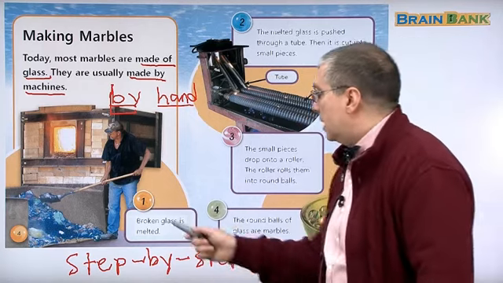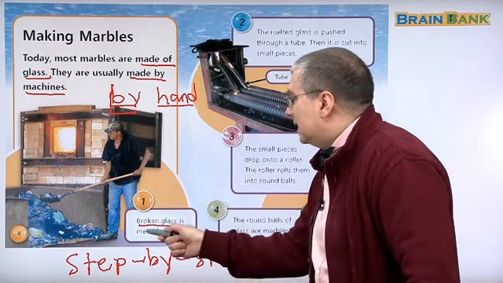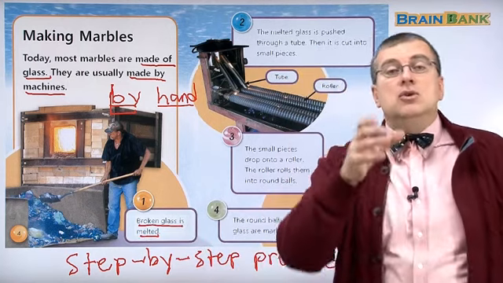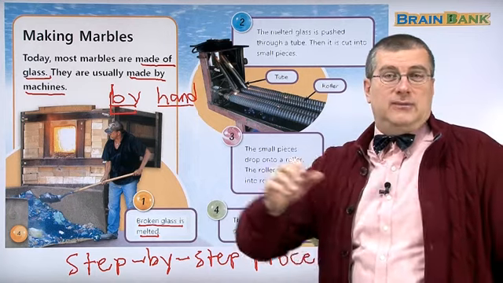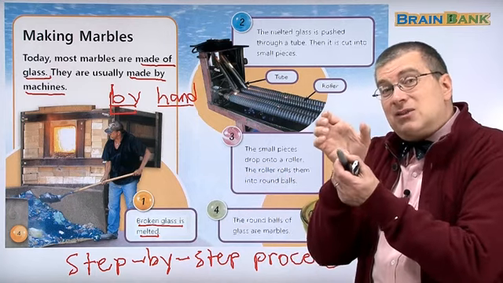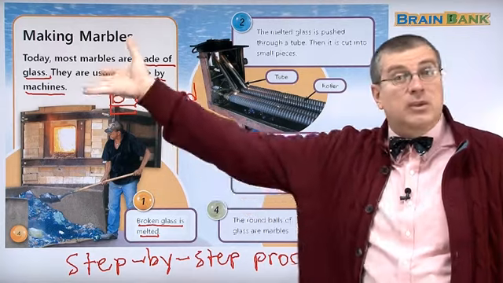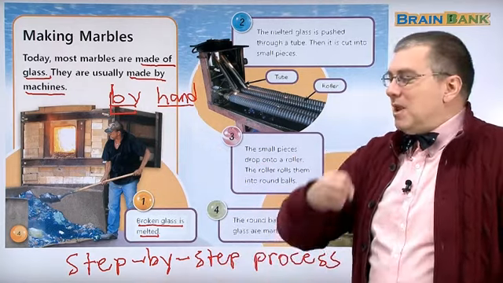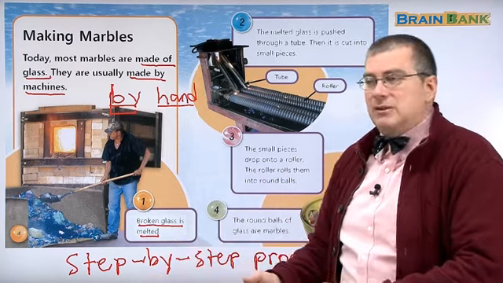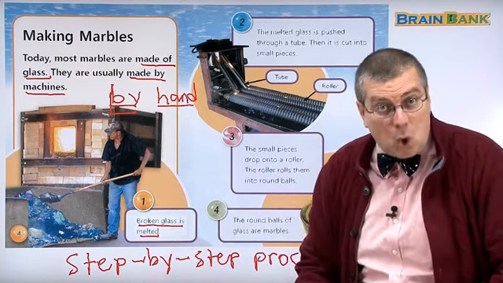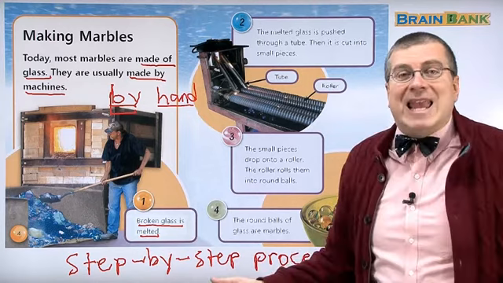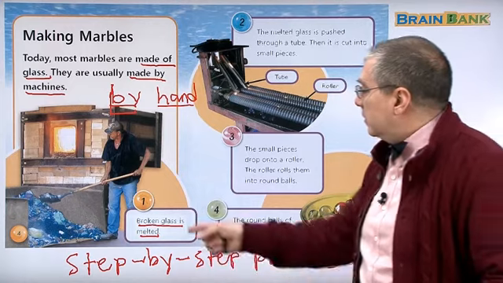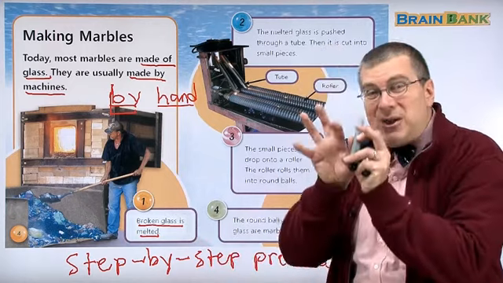Step number 1. Broken glass is melted. Think about that, broken glass. So when you drink a drink from the store and the bottle is made of glass, you drink it once and throw it away. Then what happens to it? Well, maybe you throw it away, it breaks, or you put it in the garbage, it gets broken, right? But that's not the end. We can use that glass again. So we take that broken glass and we melt it.